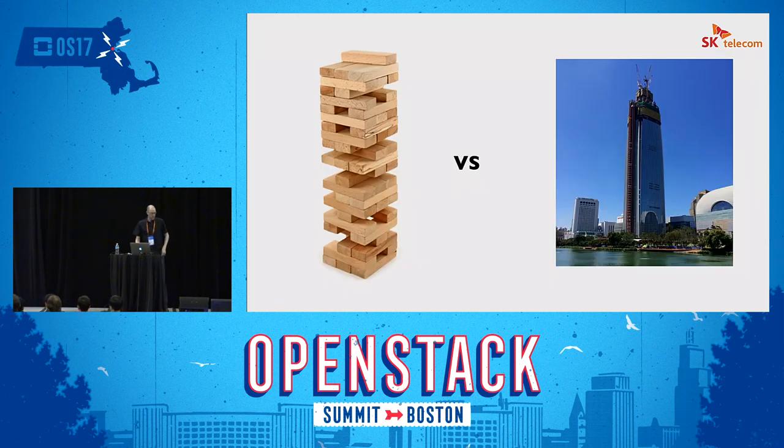On the left here, we have Jenga. Jenga lives in your living room. It's probably less than an hour old, otherwise it would have been knocked down already. On the right here, we have the Lotte World Tower that just opened up in Seoul about a month ago. It's 123 stories, half a kilometer tall. It's pretty impressive. When they opened it, they actually shot fireworks off the sides of it. It was pretty neat. Why is this relevant?